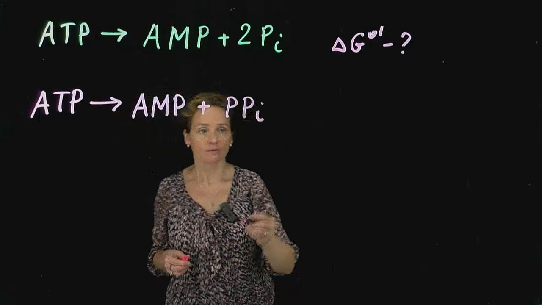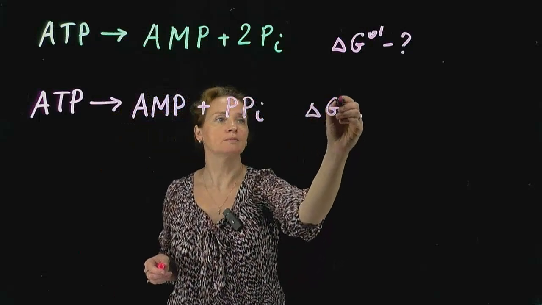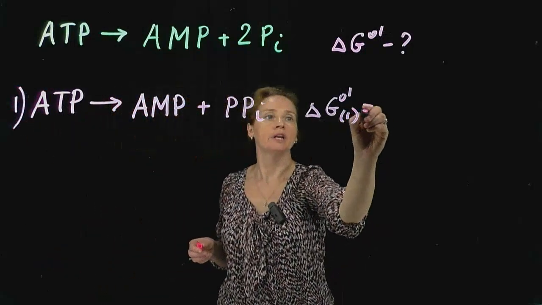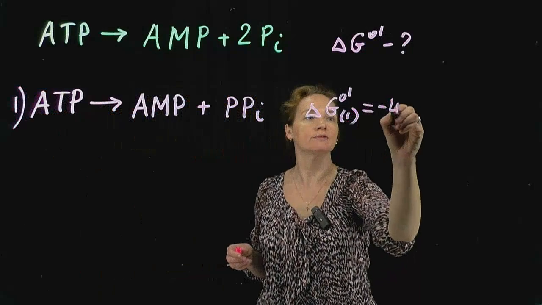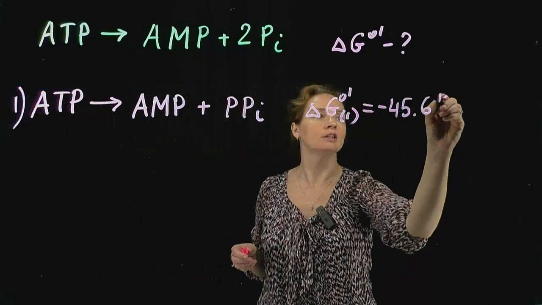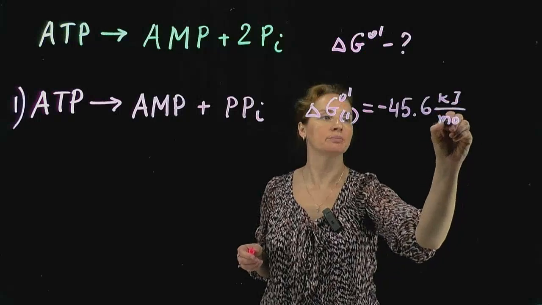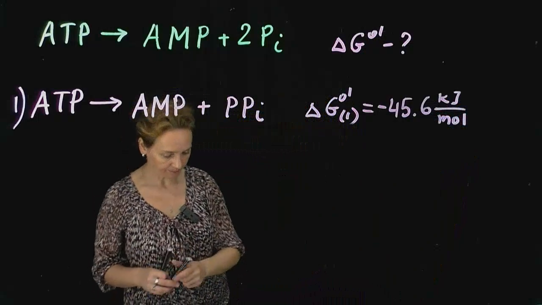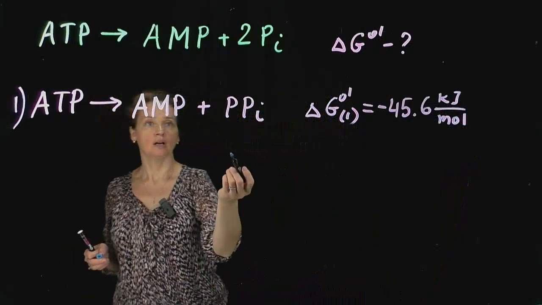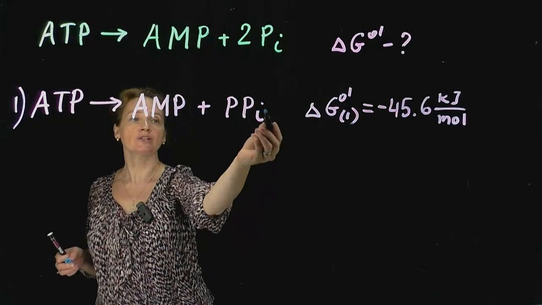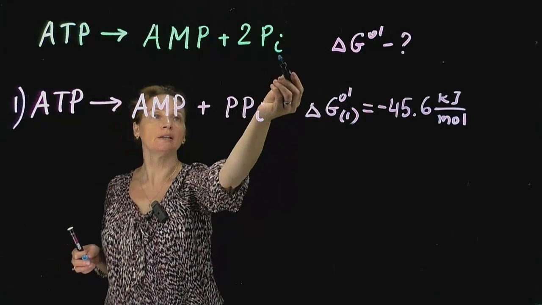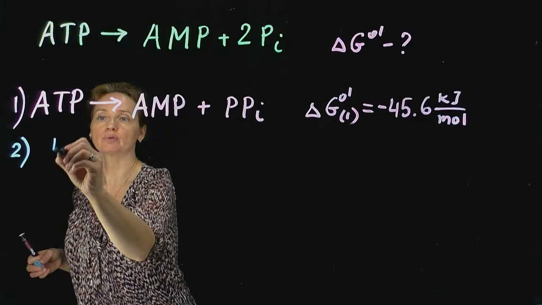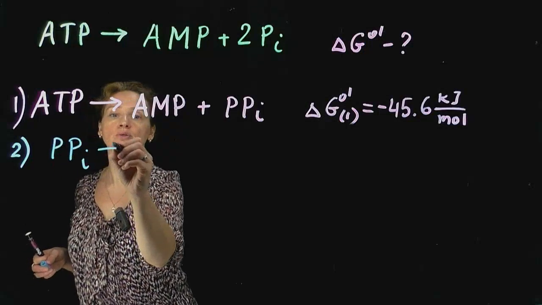And we know that for this first reaction, the free energy change will be minus 45.6 kilojoules per mole under standard biochemical conditions. The second reaction will involve pyrophosphate and lead to the remaining products of the original reaction, the two phosphate groups. So we have a reaction of hydrolysis of pyrophosphate.